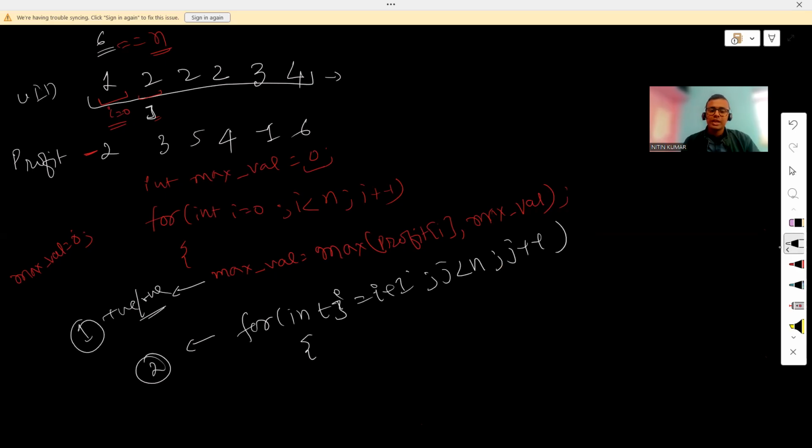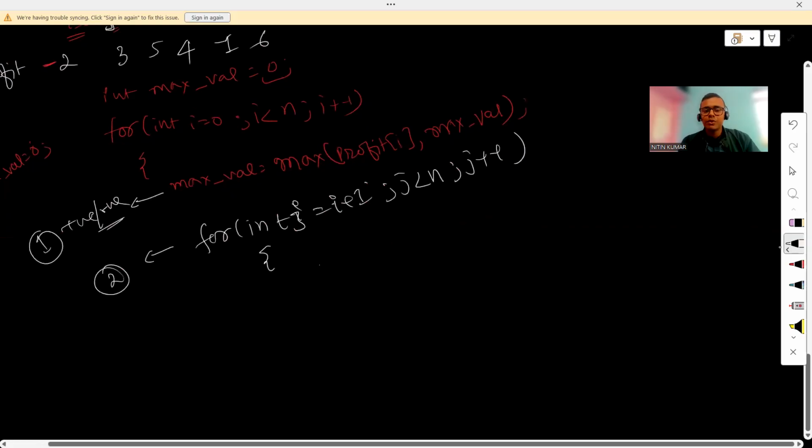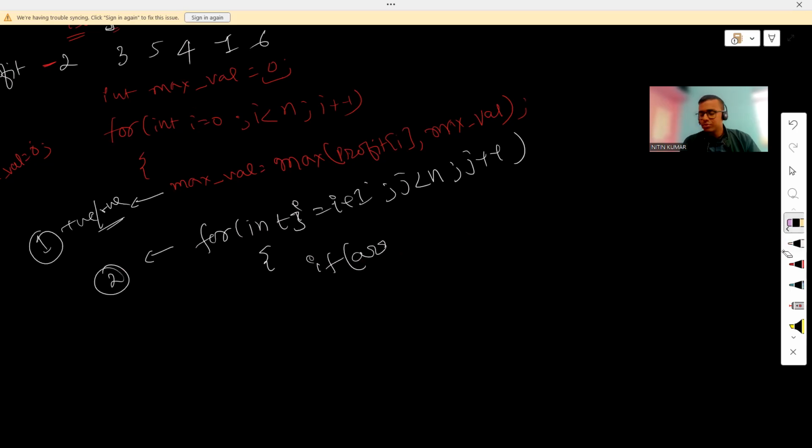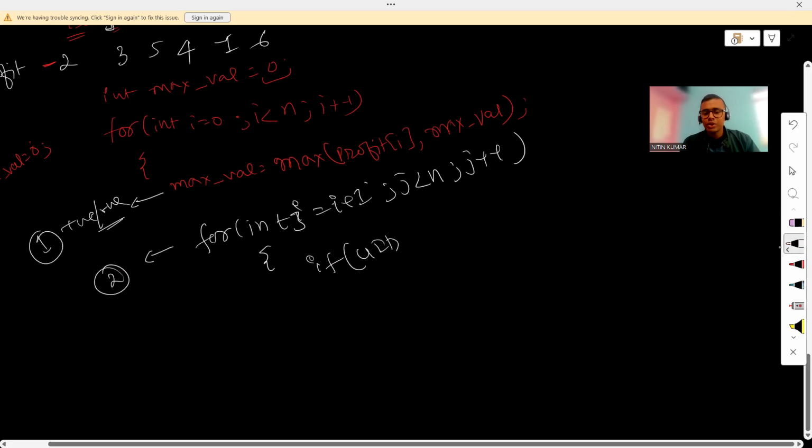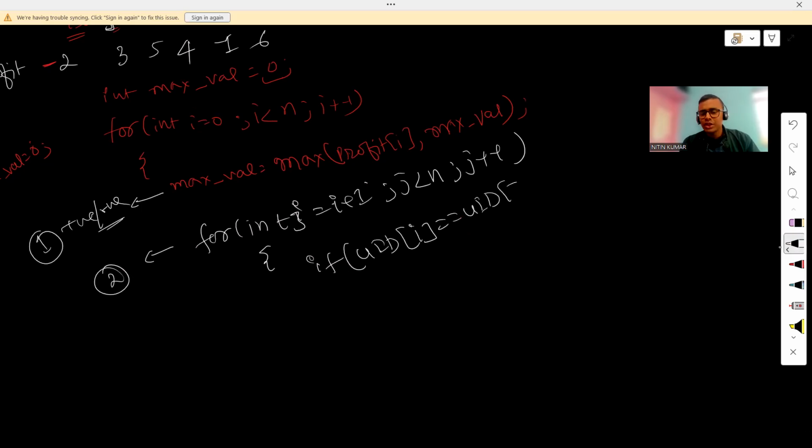And now we are going to check if the uid, or unique id, of i is equal to uid of j or not. If both of them are equal, that means there is a case of what? Consecutivity. So we are going to take the maximum amongst the values. The previous value is being stored here, and now we are going to compare it with the current value of j.